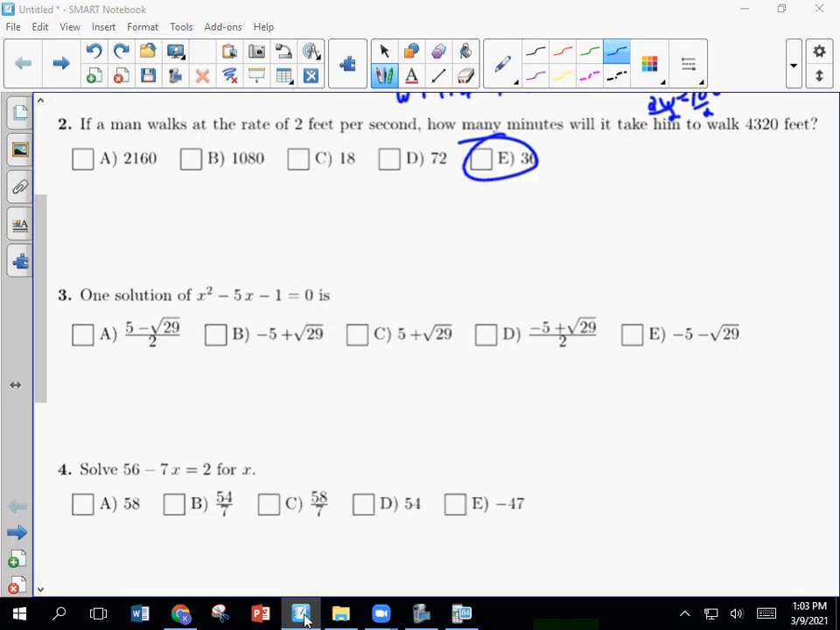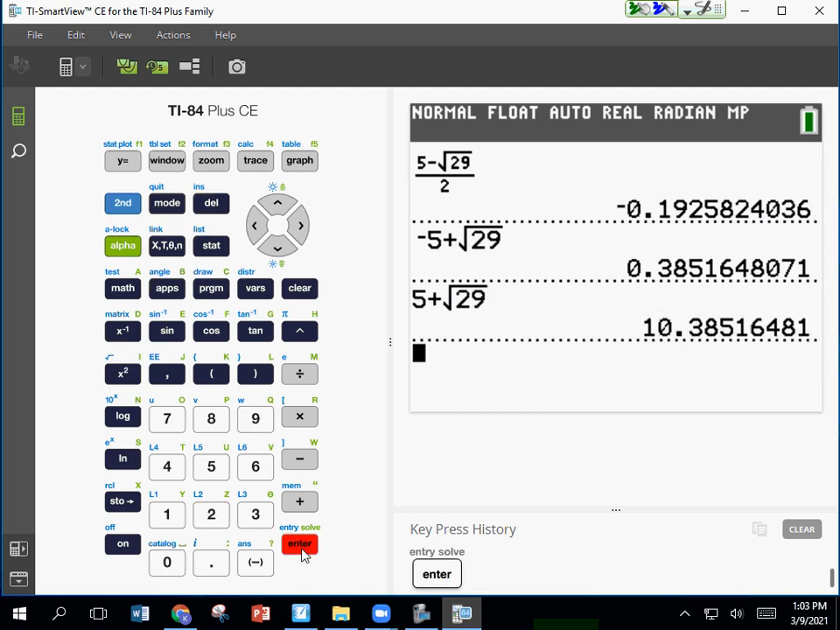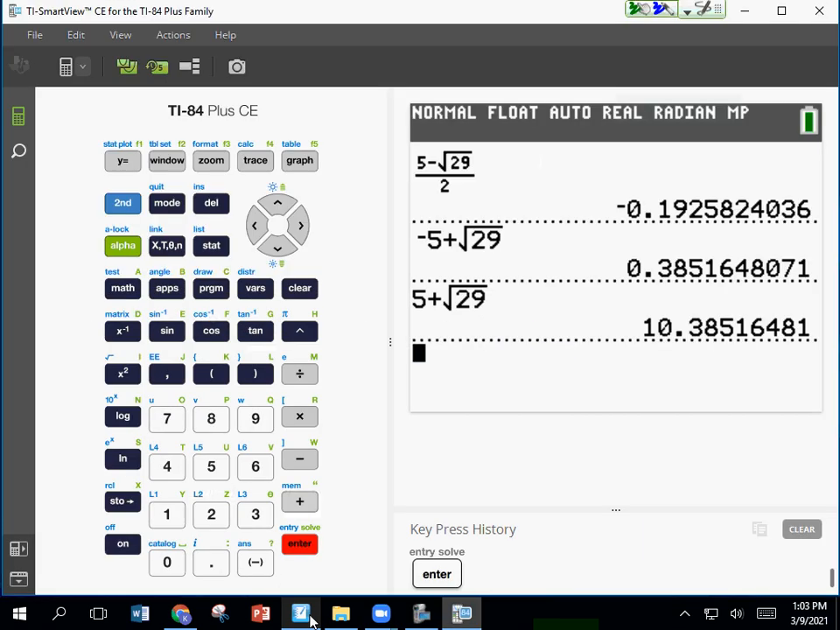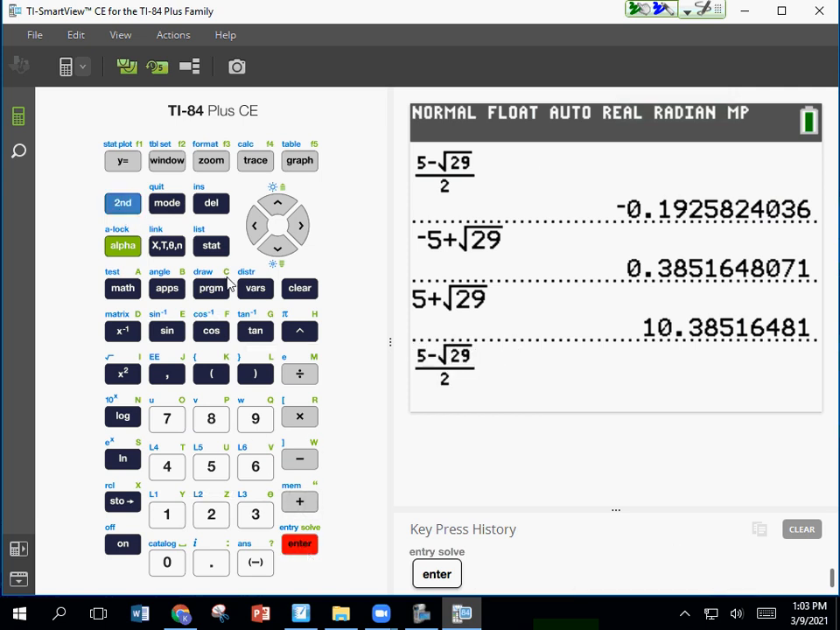So let's go to the next one. 5 plus square root of 29. 10 point, nope, not close. Negative 5 plus square root of 29 over 2. All right, so if you hit second, enter, it brings up the last problem you did. If you keep hitting it, it will bring up the ones you did previously, and you can go back and change them.